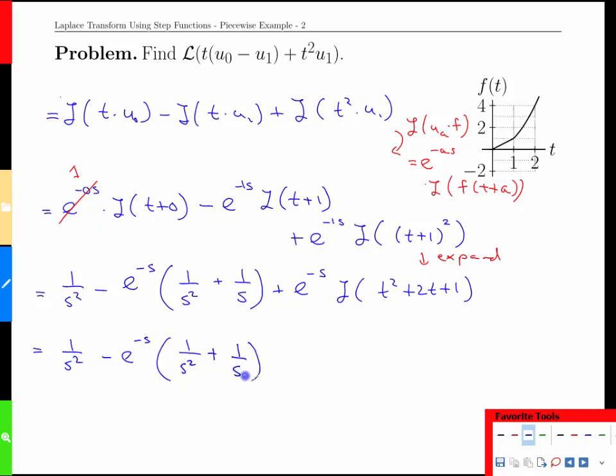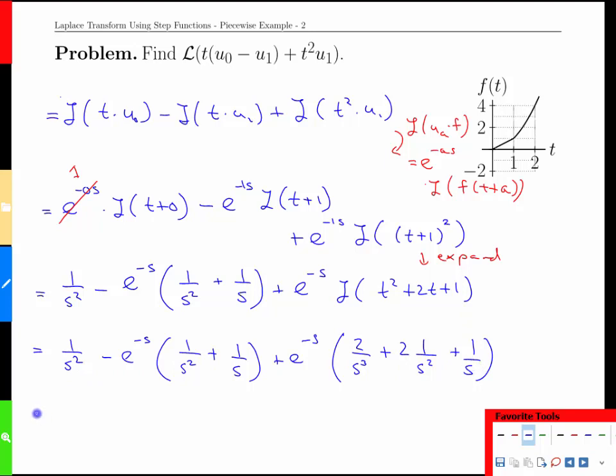And then we get 1 over s squared, e to the minus s, 1 over s squared plus 1 over s, another e to the negative s, and then we have t squared, 1 over s cubed, careful, 2 over s cubed, 2 factorial, plus 2, the transform of t is 1 over s squared, and last but not least, the transform of 1 is 1 over s. And that's the full transform.